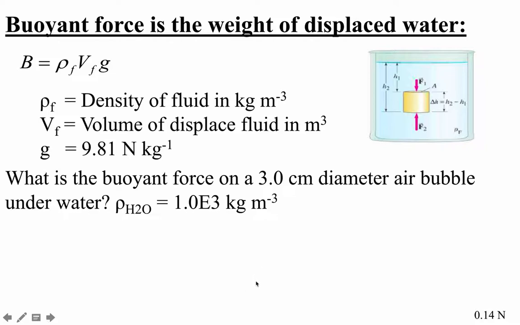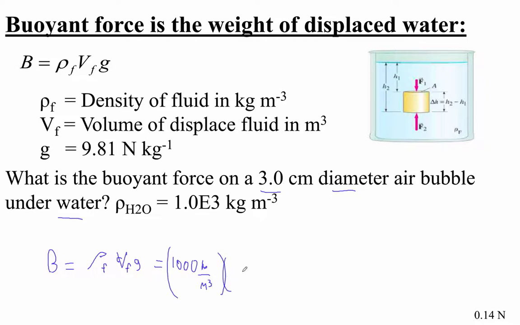So what is the buoyant force on a 3 centimeter diameter air bubble underwater? We know that these things move upwards, so there must be a force acting on that. The buoyant force is going to be the density of the fluid, not the density of the air, times the volume of the fluid displaced times g. The density of the water is 1,000 kilograms per cubic meter. Our volume displaced is 4/3 times pi times our radius, 0.015 meters.